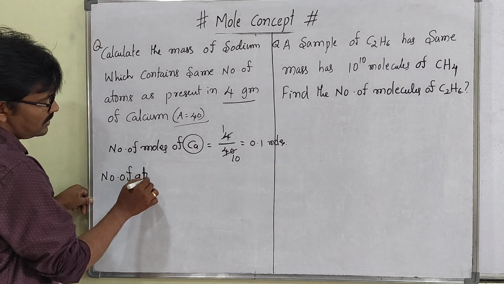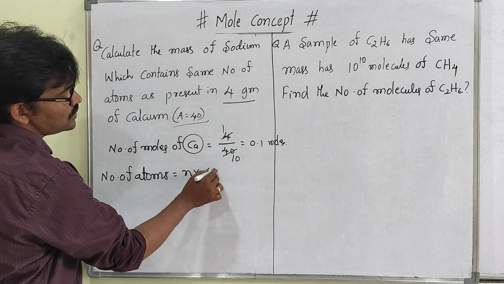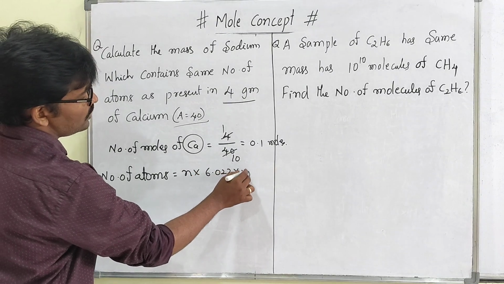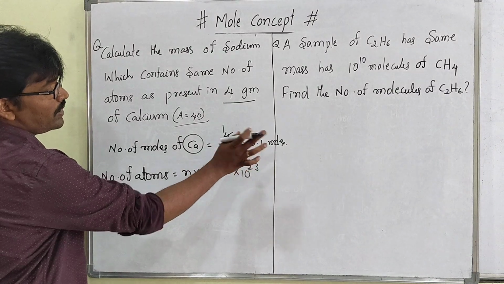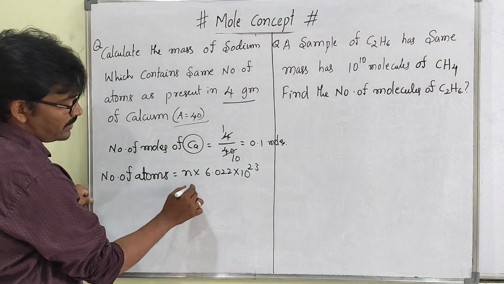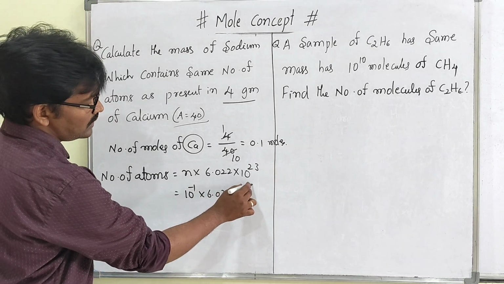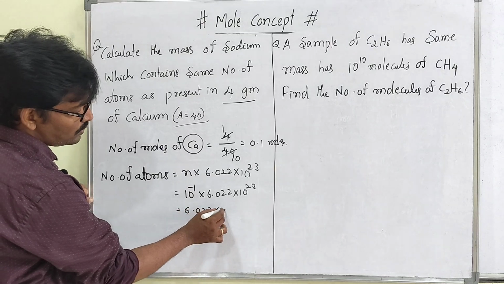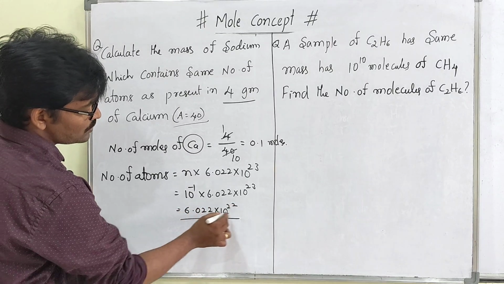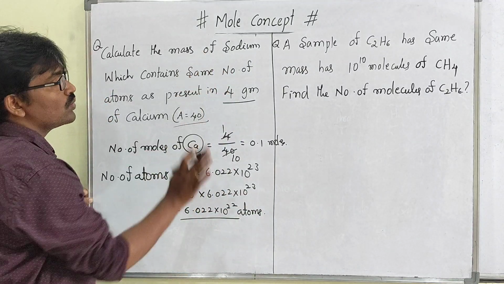Clear? So number of atoms equals number of moles into 6.022 into 10 to the power of 23, right? Number of moles is 0.1, that is 10 to the power of minus 1 into 6.022 into 10 to the power of 23. Then you get 6.022 into 10 to the power of 22 atoms. The same number of atoms are there in sodium too.